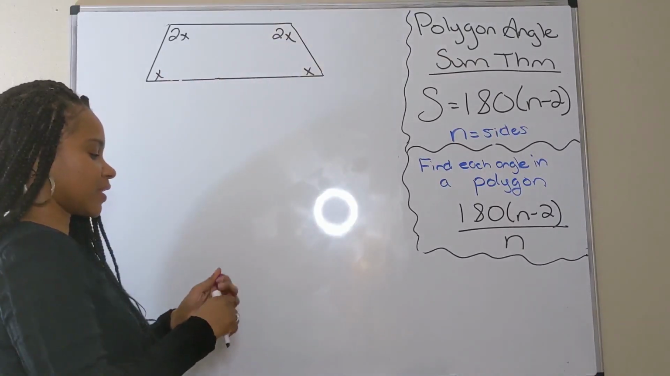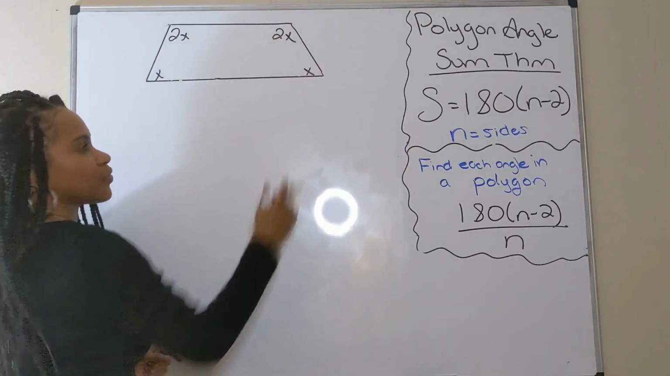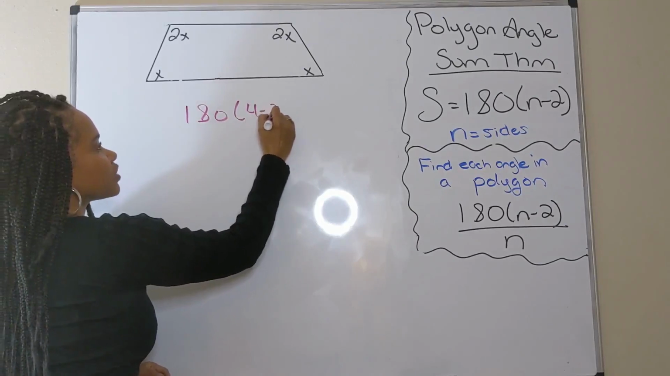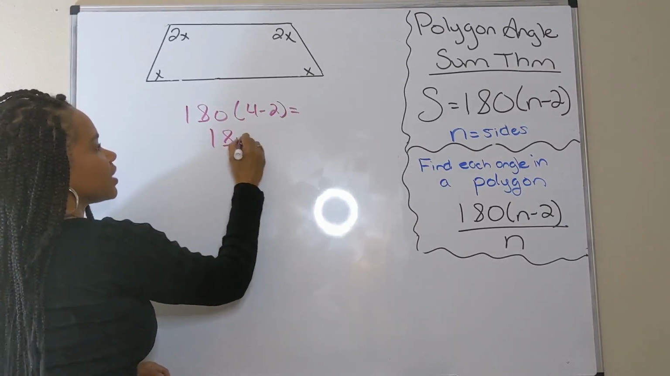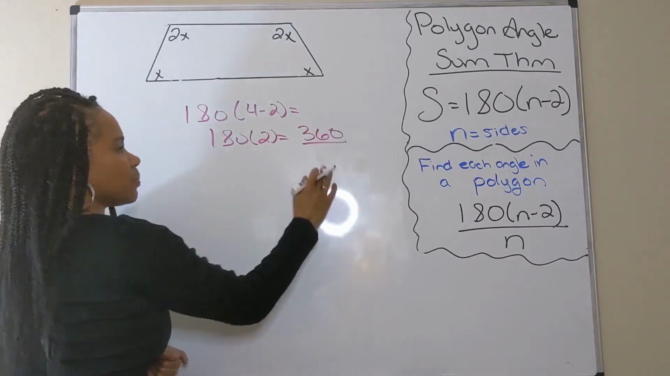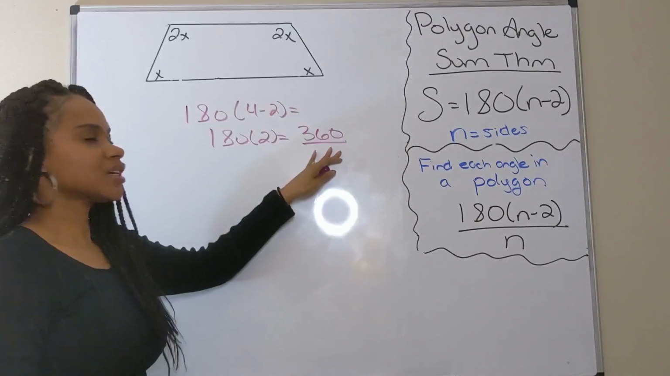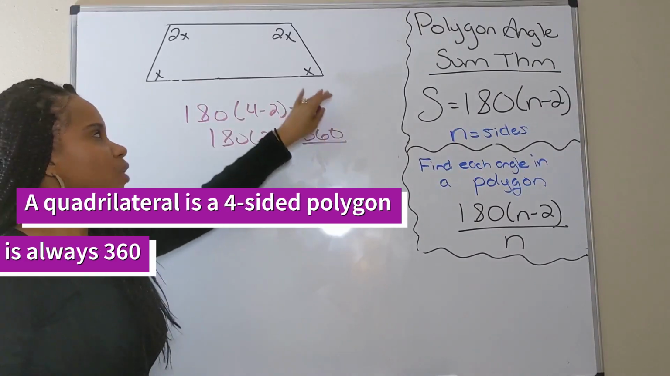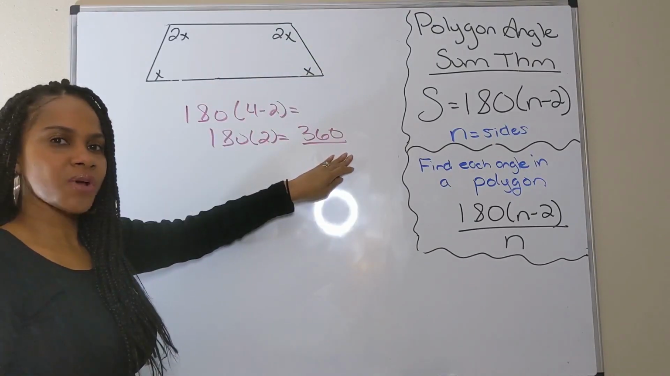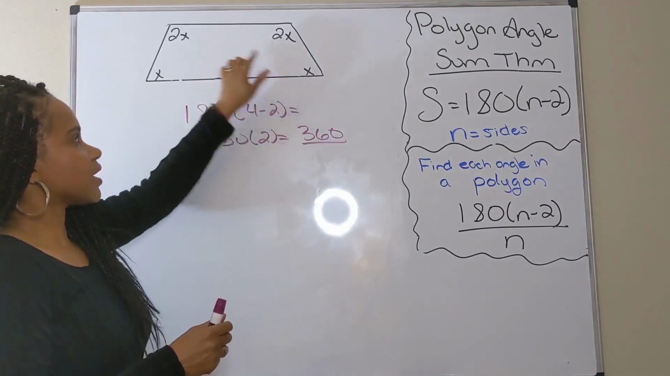All right, so the first thing we want to do, the number of sides, we have 4 sides. So 180 times 4 minus 2, 180 times 2 is 360. And most students just remember that a 4-sided figure has a sum of 360. So any quadrilateral, which is what this is, the sum of the interior angles is always going to be 360.